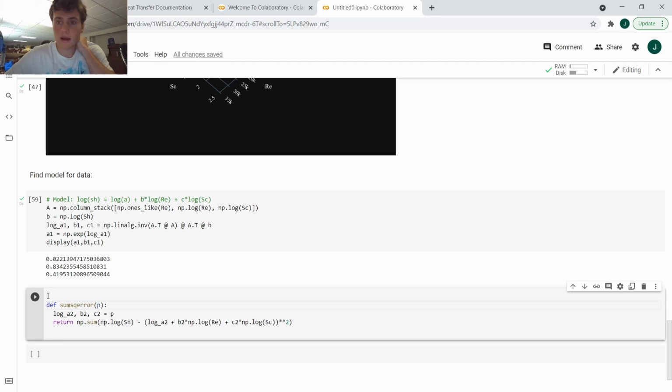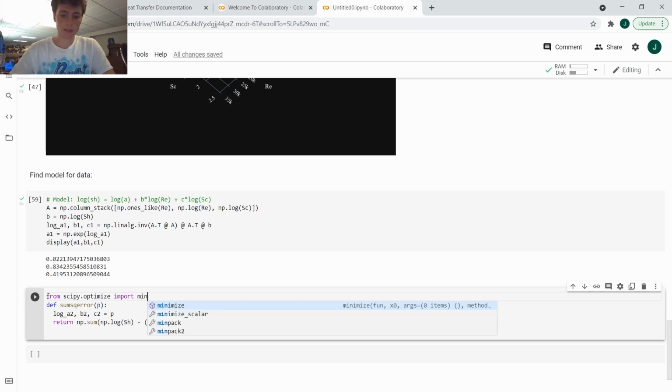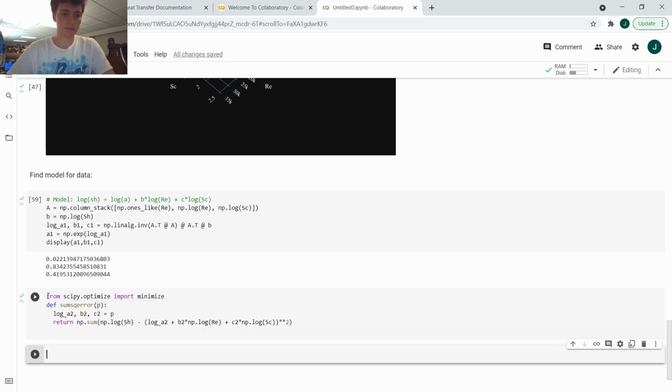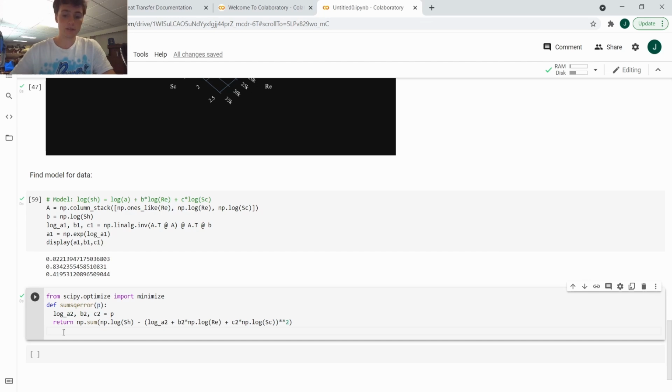Python has a package called SciPy, and SciPy has a module called optimize. Inside that module, there's a function called minimize, and that's the function we're going to use. So we have to import that: from scipy.optimize, we want to import the minimize function. And now we can use the minimize function.